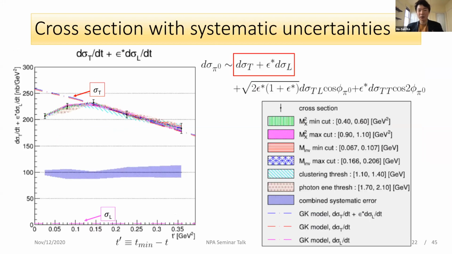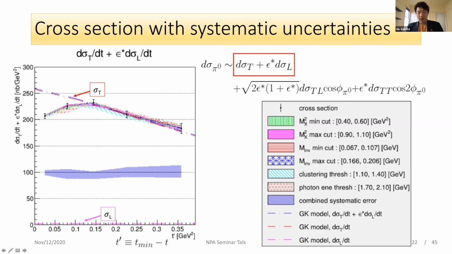So this is one of the extracted cross-section results. This is the case for the sigma T and sigma L unseparated cross-section term. The black dots are the extracted cross-section from the experiment with its statistical uncertainties, and the bunch of colored bands are the systematic uncertainties. And this is the combined systematic uncertainty. I also put a theoretical calculation for the sigma T and sigma L term.